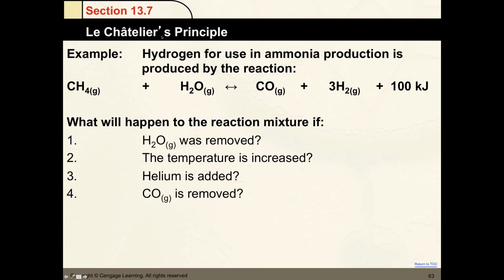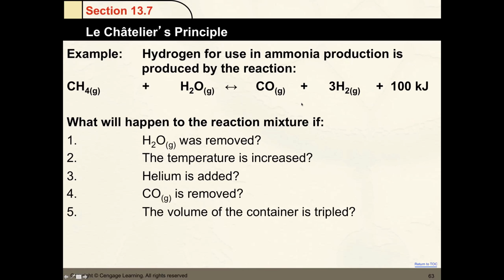Let's remove carbon monoxide. Which way will that shift? We would say shift right. Hopefully you said that because these two would continue to react. This side would slow down. So this side will compensate for that loss and shift right to make more of it.